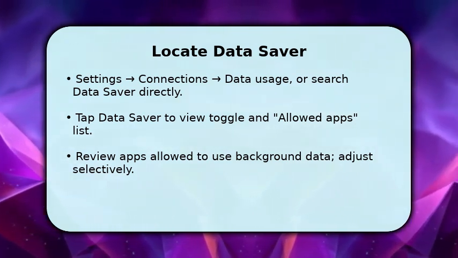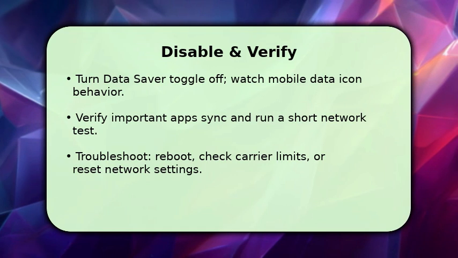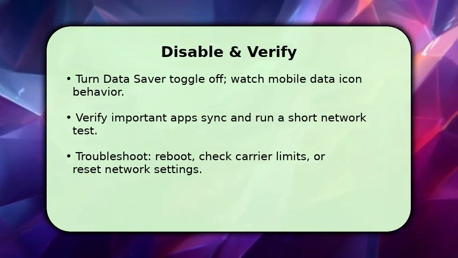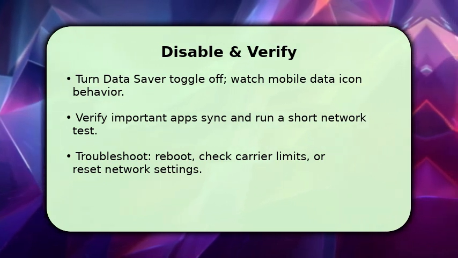Now turn the Data Saver toggle off to restore normal background data for all apps. You'll notice some apps refresh immediately. Once off, open a messaging or email app and force a sync to confirm connectivity.